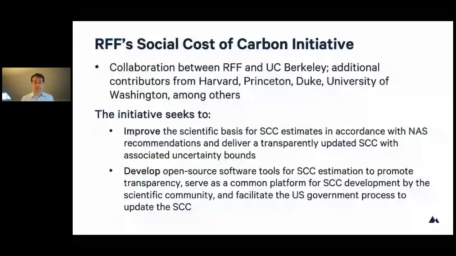And our initiative seeks to really improve the scientific basis for the SCC estimates, being driven by National Academy of Sciences recommendations that were given to the US government. And in doing so, deliver a transparently updated social cost of carbon with associated uncertainty bounds. Along the way, another important contribution is that we're developing open source software tools for SCC estimation that are intended to promote transparency and serve as a common platform for SCC developments by the entire scientific community, and really to facilitate the US government's process when they now move to update the social cost of carbon.